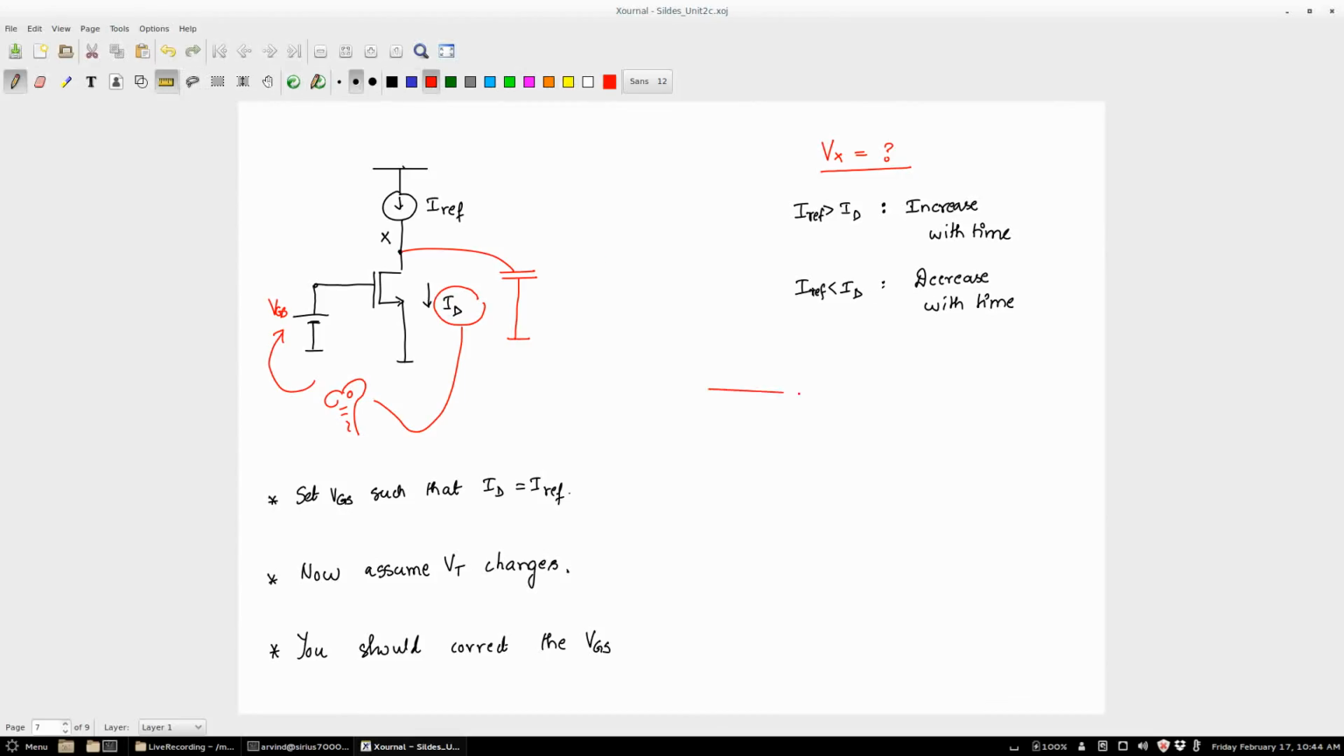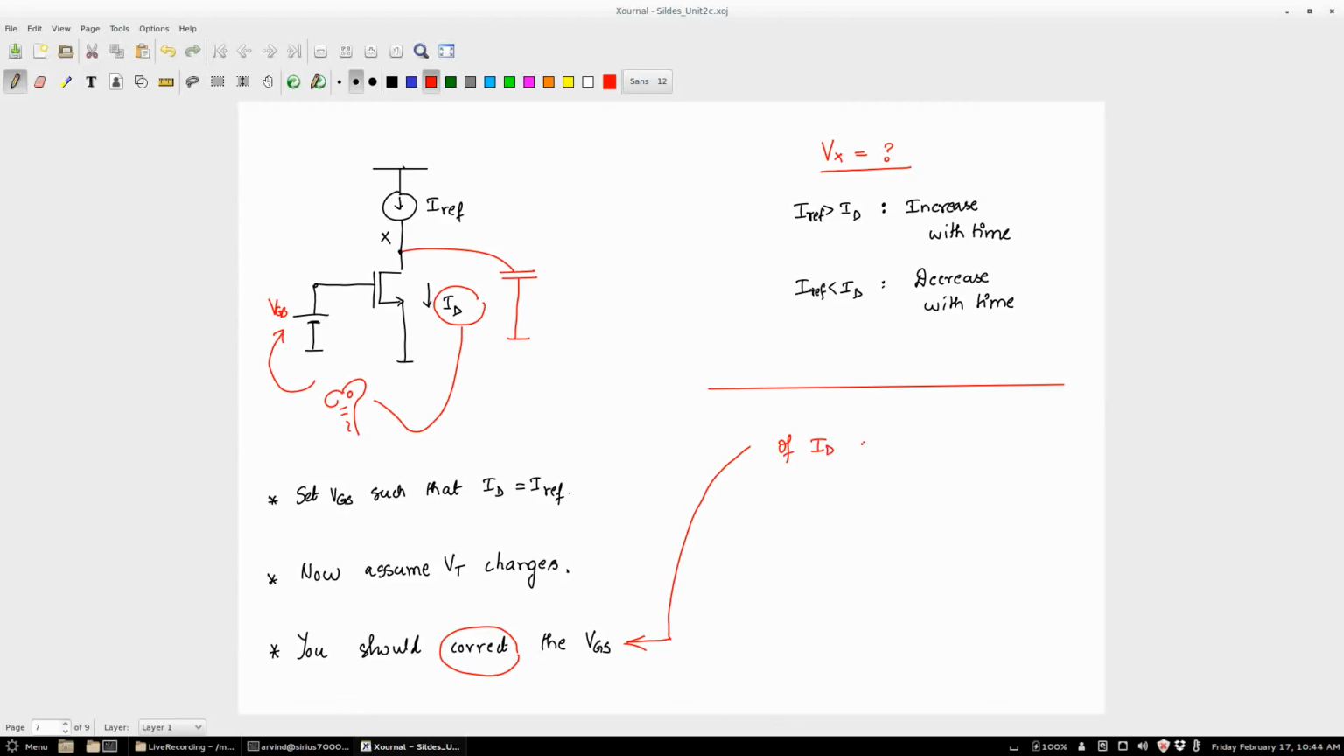So if Iref becomes greater than ID, we have already understood that this Vx will increase with time. And if Iref is less than ID, we have understood that Vx will decrease with time. This is what will happen to this Vx. Now let us think about what we need.